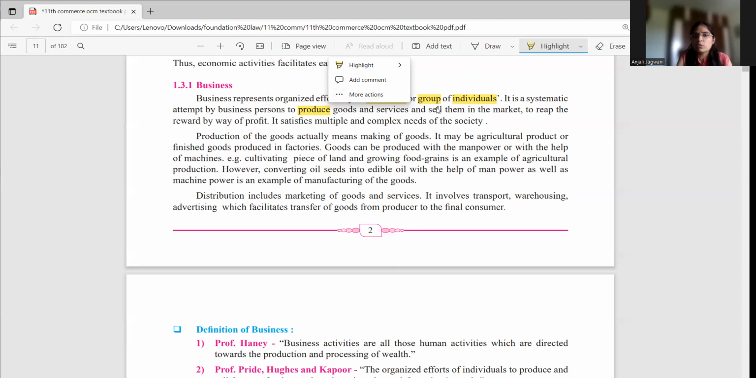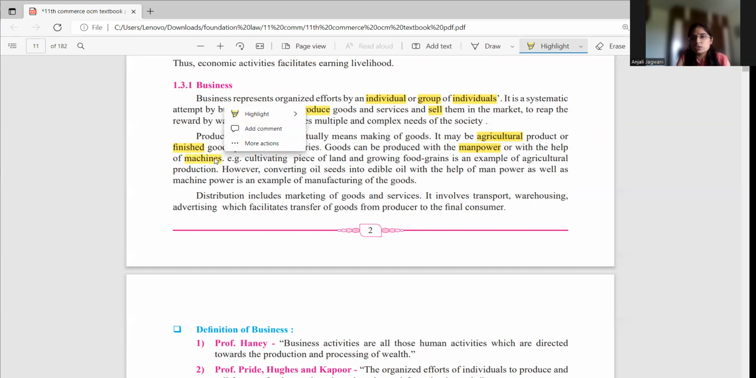And then those services or goods are sold in the market. For what purpose are they sold? They are sold for the purpose of profit. It satisfies multiple and complex needs of the society. Production of goods actually means making of goods. It may be an agricultural product or a finished goods product produced in factories. Goods can be produced with manpower or with the help of machines.